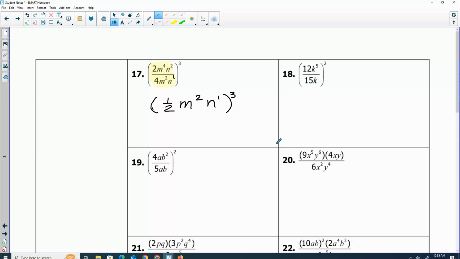And then we have that third power on the outside. So now we take the third power to everything. So 1/2 to the third is 1/8. The m's, 2 times 3 is 6. And my n, 1 times 3 is 3. And this is where we will pick up tomorrow.